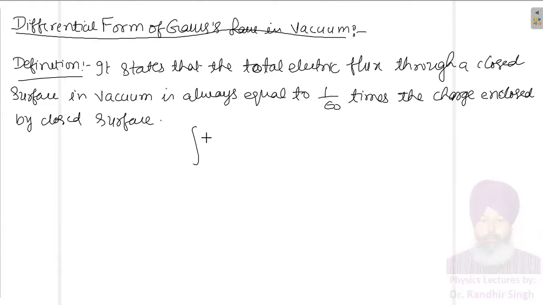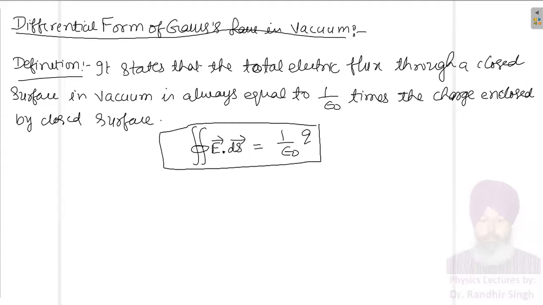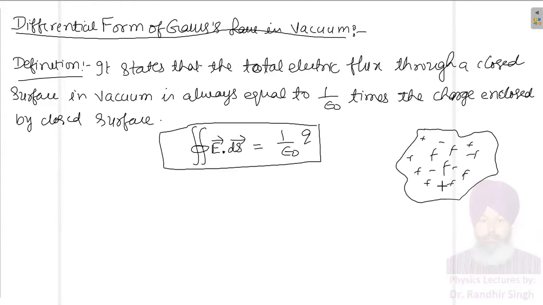That is, the double integration of E over a closed surface is always equal to 1 upon epsilon naught times q, where q is the charge enclosed. The closed surface can be of any shape. Let us say this is a closed surface in vacuum and it contains charge. The total charge could be minus charge also somewhere. The net charge in the surface S is q.